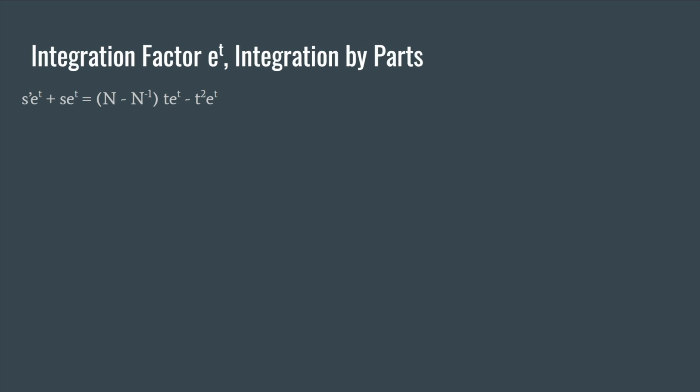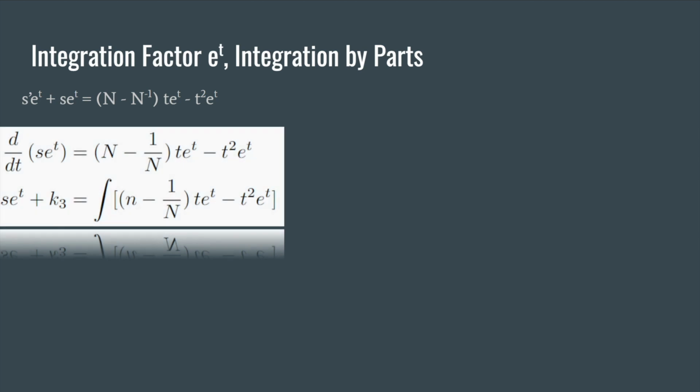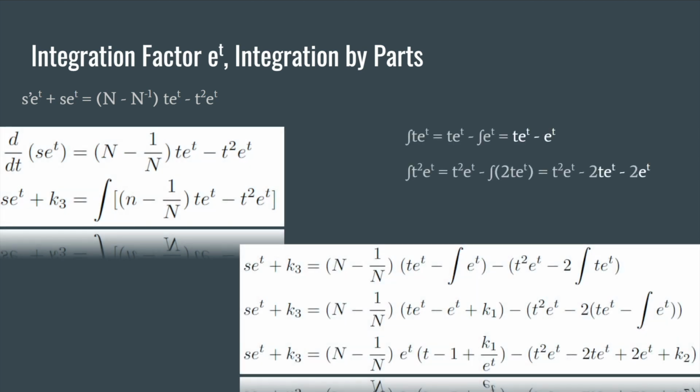Given that this is a linear differential equation, we would like to apply the technique of integration by parts, using the integrating factor of e to the t in the process. In this case, the integration by parts would involve both the integral of t times e to the t as well as t squared times e to the t. But luckily, for t squared times e to the t, we could apply our results from t times e to the t and obtain a simpler derivation overall.